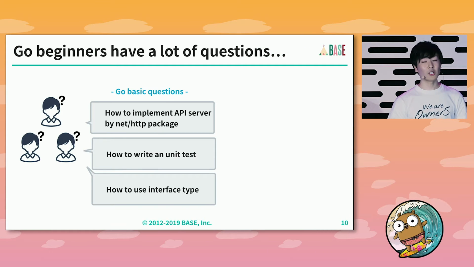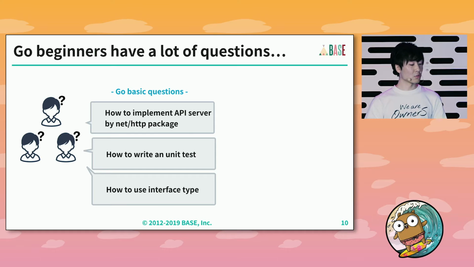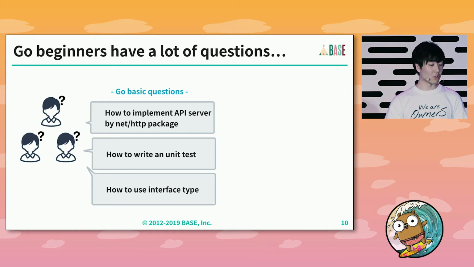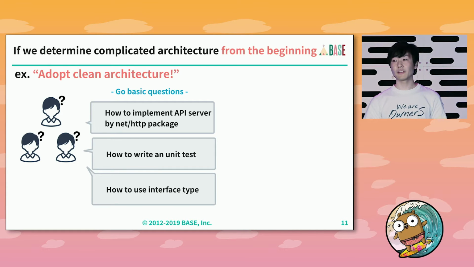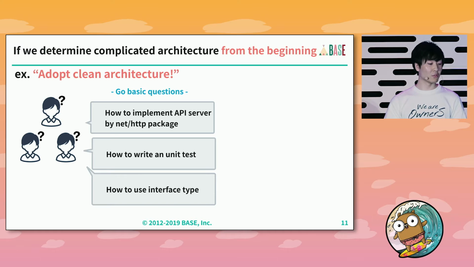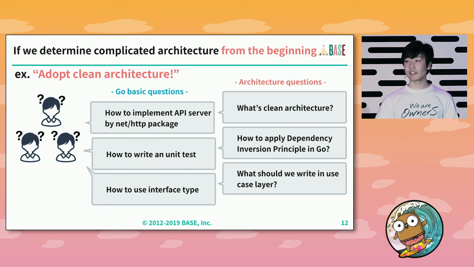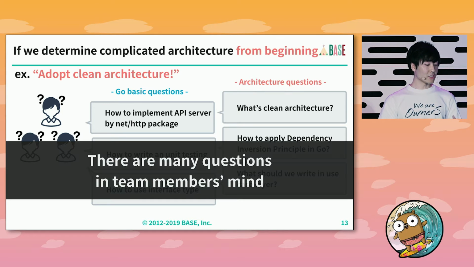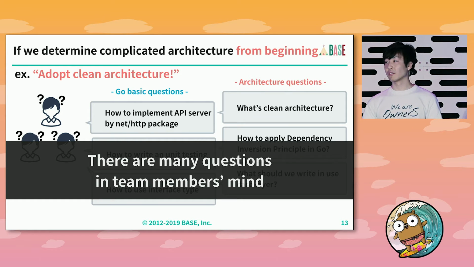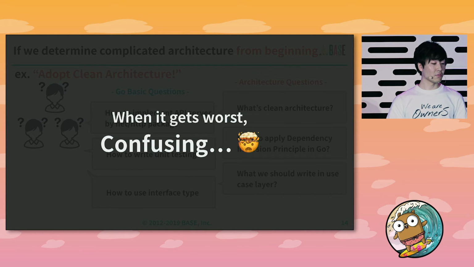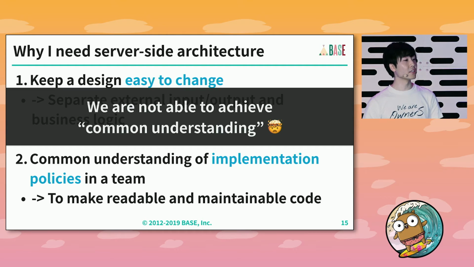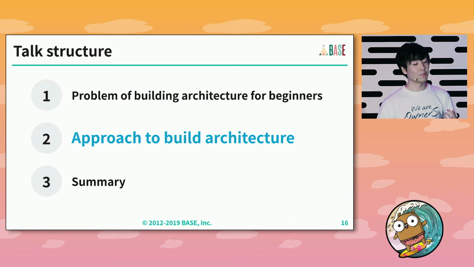Go beginners have a lot of questions from the beginning. For example, how to implement an API server, how to write unit tests, or how to use the interface type. In this situation, if we determine a complicated architecture from the beginning, for example, if we adopt a clean architecture and so on, we have more questions about the architecture itself. Also, there are many questions in team members' minds. When it gets worse, it's a confusing situation. We are not able to achieve a common understanding. That's why I consider an approach to build architecture.